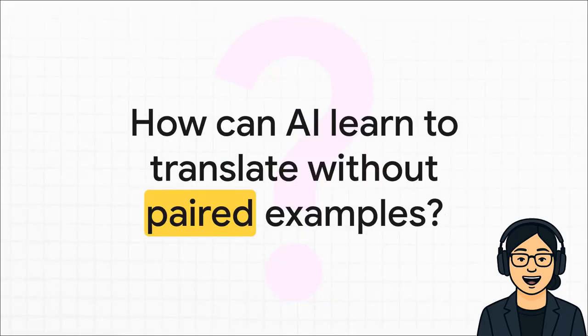And that right there is the million-dollar question. If you don't have perfectly matched before and after examples, how on earth can a machine learn the rules? How does it know to only change the stripes and not mess with the shape of the head or the grass in the background? That's the puzzle we're about to solve.